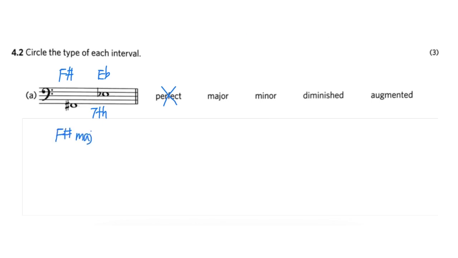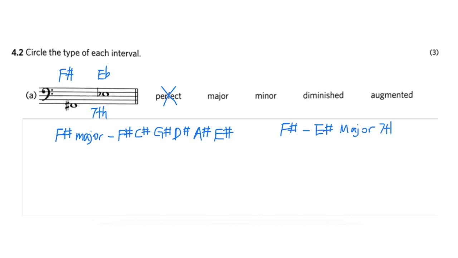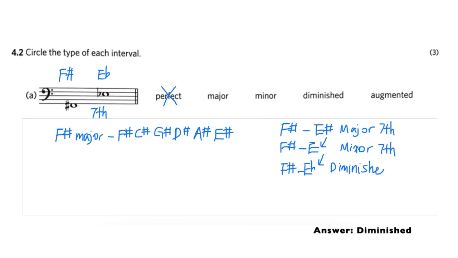In F sharp major, there are 6 sharps: F, C, G, D, A, E sharp. It means from F sharp to E sharp, this is a major seventh. And now, we'll bring it down a semitone lower to E natural, that makes it minor 7. We bring it down one more to E flat, that reduces another semitone, so the answer is a diminished seventh. So we circle the answer, diminished.